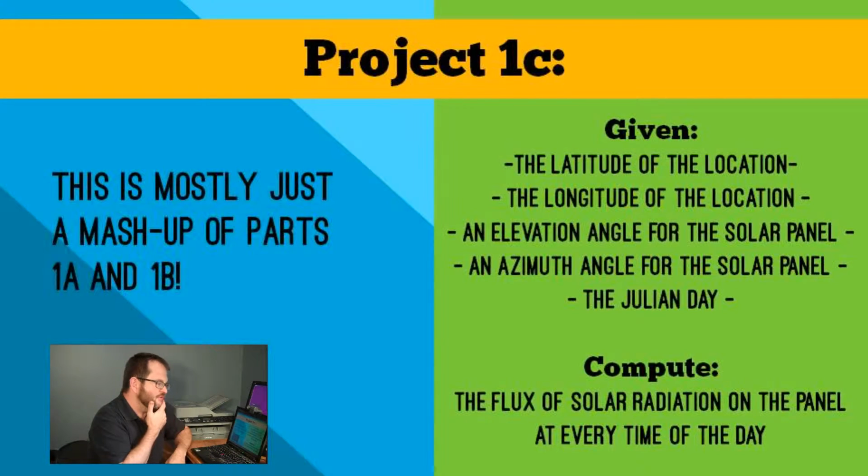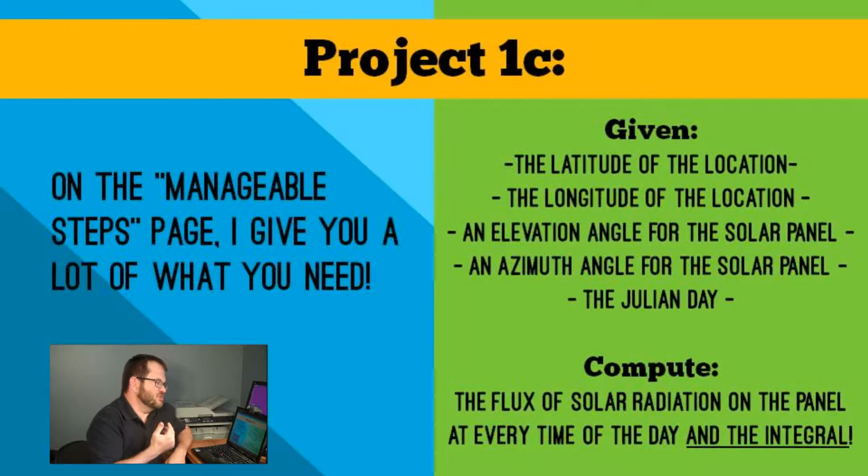Now, I give you a lot of what you need on the manageable steps page. I do want to highlight one more thing I want you to do: take the integral of that. The integral of the power on the station over the course of the day gives you the total energy per square meter that fell on that panel. But that's just one line: trapz, where you give it the times and the instantaneous flux. It'll do a trapezoid rule numerical integration.